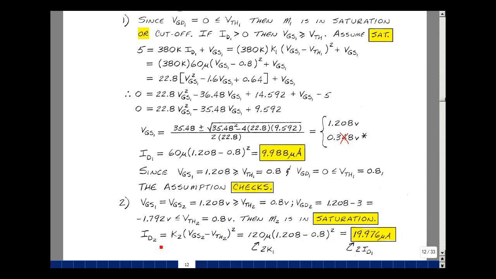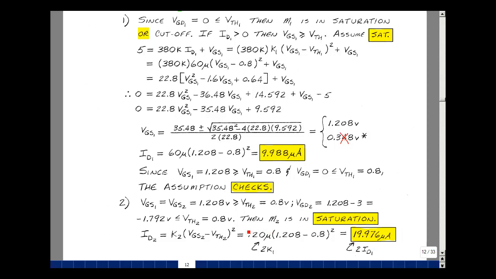We can use our saturation equation for transistor 2, which has a K of 120 microamps per volt squared, a gate source voltage of 1.208, and a threshold of 0.8. Quantity squared gives me about 20 microamps. That's roughly double the value that was here. That's because this was doubled.